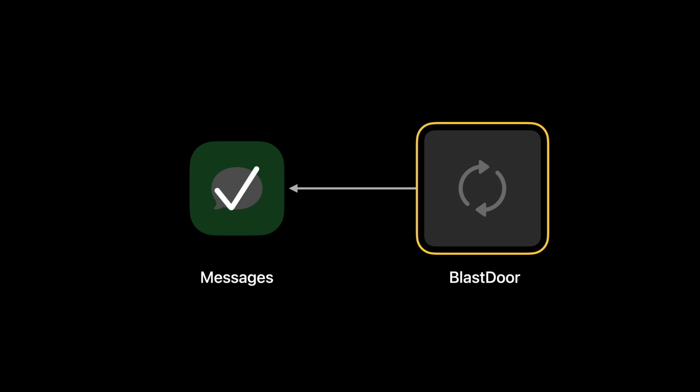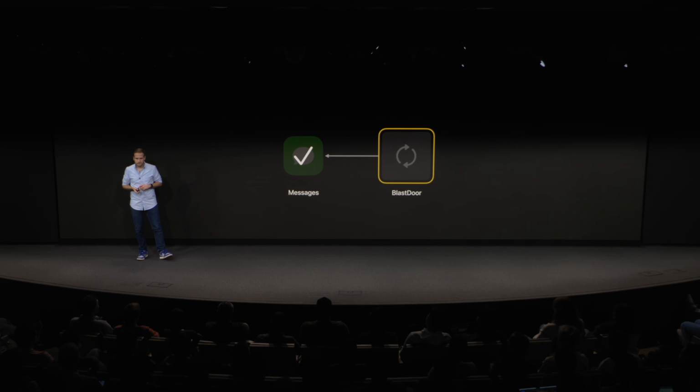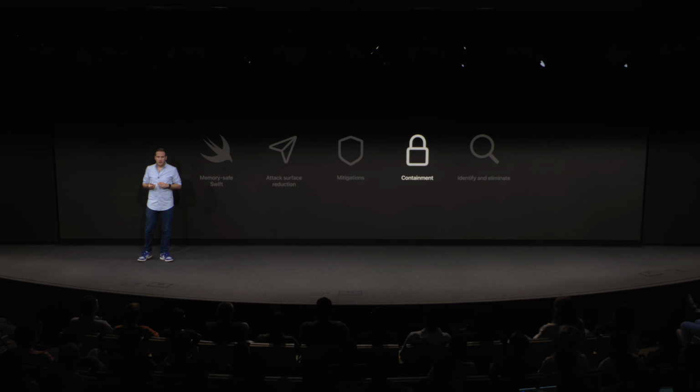And that combines the previous strategies of both memory-safe Swift and attack surface reduction to do that validation safely and expose the minimum amount of code that's necessary. Once the image has been validated, it's safe to go ahead and show it in the transcript. That's just one example of how Apple uses containment in our most security-sensitive code bases.